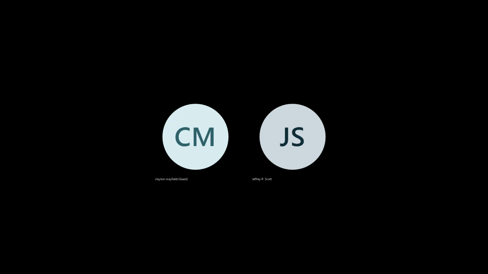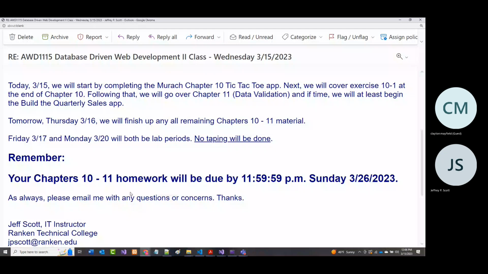So today we're going to complete the tic-tac-toe app. I did fix it, so I'm going to talk to you about it. Next, we can quickly look at exercise 10.1 at the end of chapter 1. Then we're going to go over chapter 11, which is on data validation. And we're not going to get to the build a quarterly sales app. I'm going to do that tomorrow. And tomorrow we should be done then with chapters 10 and 11. Friday will be a lab, and Monday will be a lab. And then come Tuesday of next week, we're going to jump right into chapter 12.